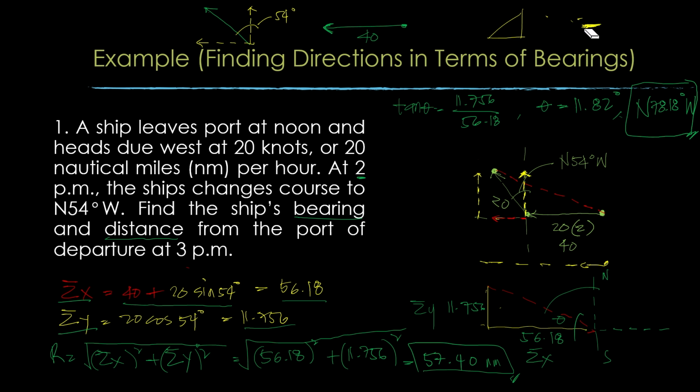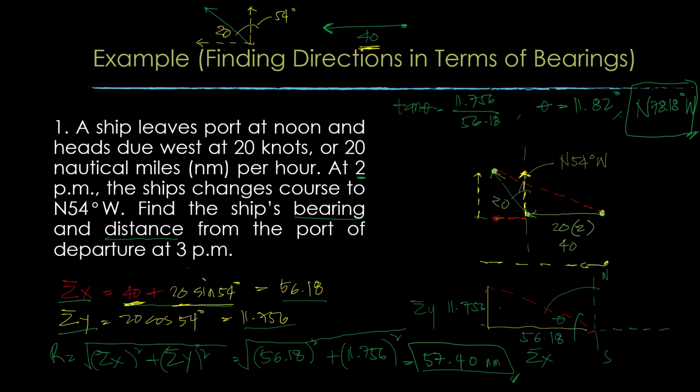So, for this problem, the value of your x component is, what is the length or the distance between this one? That is from 2 p.m. to 3 p.m., meaning 1 hour, and it travels 20 knots per hour. So, that would be 20. So, therefore, your x component would be 20 sine of 54. So, therefore, you have 40 and 20 sine of 54. 40 and 20 sine of 54.